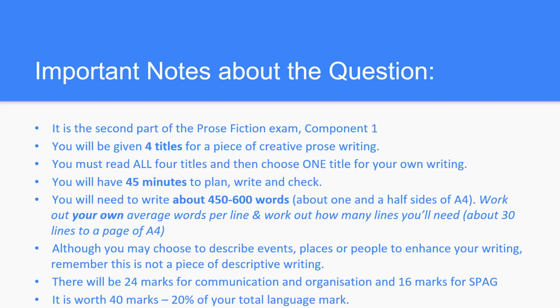There's 24 marks for communication and organisation. What this means is how clear you are in telling your story. Can you organise that story? Does it have a clear opening? So aside from having varied sentence structure and paragraphs, do you actually have an opening to your story? Can you build up to a problem? And do you have a resolution, like a clear ending for your story? And then 16 marks for your SPAG.